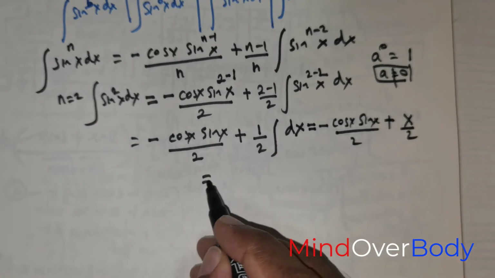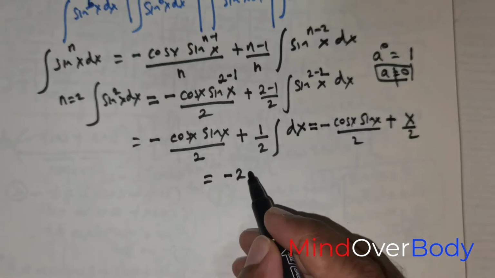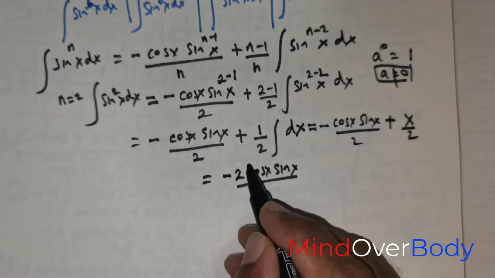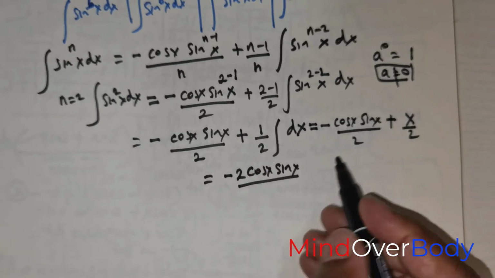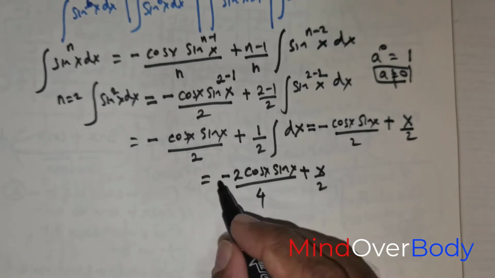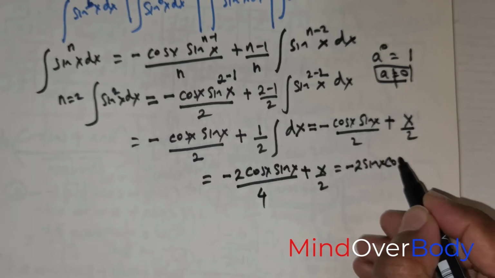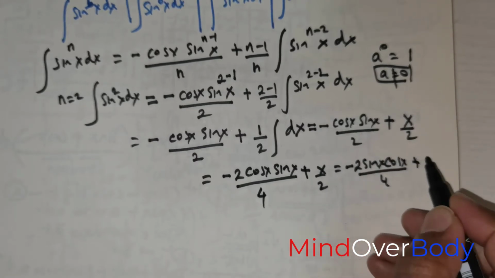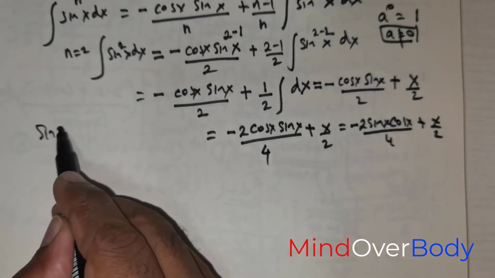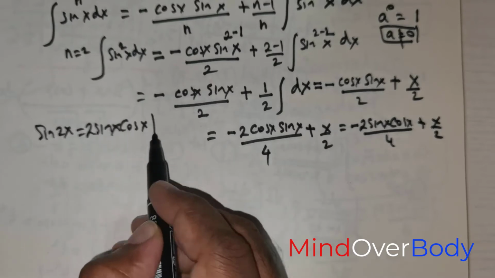What is that formula? I'm going to multiply this by 2, so it's going to be 2 times cos x sin x, and I'm going to divide by the same quantity, so that would mean I would get a 4 here followed by x over 2. Now I can rewrite this as negative 2 times sin x cos x divided by 4 positive x over 2. Now what is this? This is our famous sin 2x formula. So sin 2x is nothing but 2 times sin x cos x.